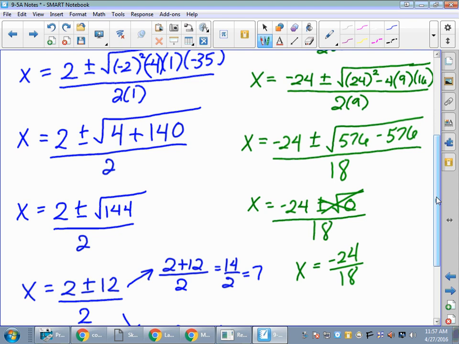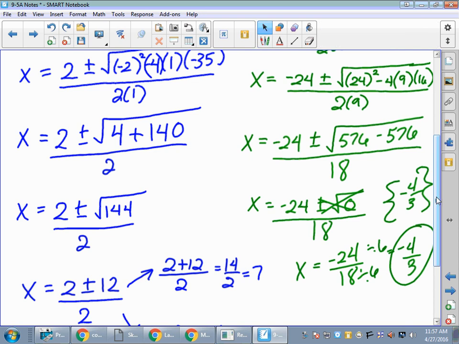So if you simplify that, you could take a 6 out of both of those. If I divide this by 6, I get negative 4, and if I divide the bottom by 6, I get 3. Negative 4/3 is my one solution. And I only got one solution because my plus or minus square root went away. There was no plus or minus the square root because the square root was 0.